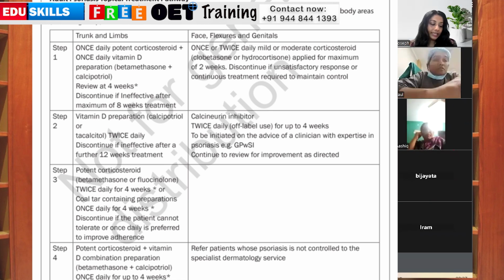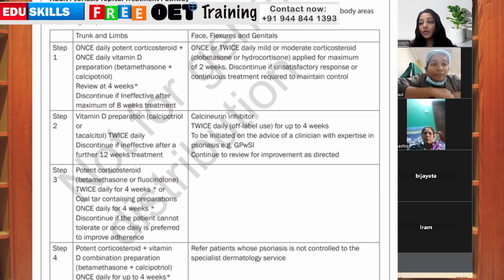Calcineurin inhibitor. Yes, because in the first column they have mentioned once or twice daily mild or moderate corticosteroid applied for a maximum of 2 weeks, discontinue if unsatisfactory response or continuous treatment required to maintain control. So what is the next step? Calcineurin inhibitor twice daily, up to 4 weeks. So calcineurin inhibitor is your answer.